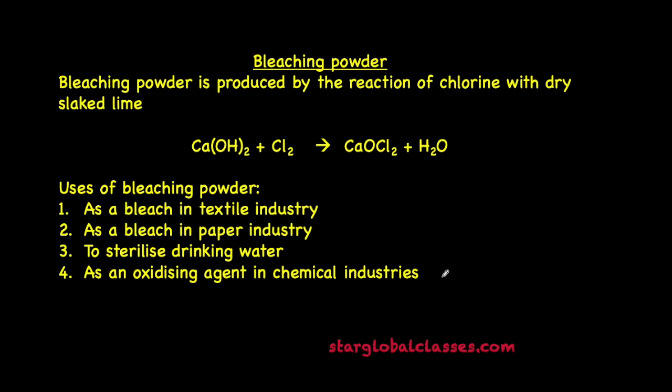Bleaching powder. One of the compounds which is made from sodium chloride is bleaching powder. You can see here we are using chlorine. Bleaching powder is produced by the reaction of chlorine with dry slaked lime. Slaked lime is calcium hydroxide. When calcium hydroxide reacts with chlorine, it forms CaOCl2. This is the formula of bleaching powder, CaOCl2, and water is also produced.